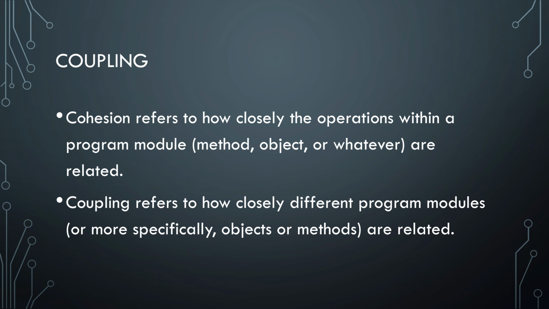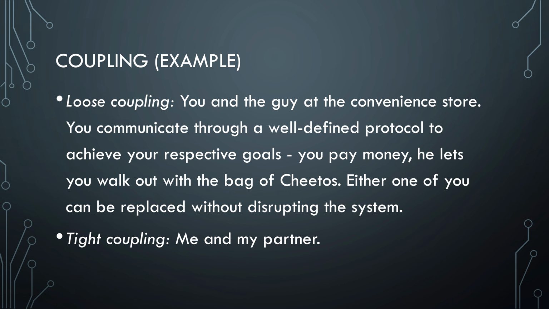If cohesion is saying something about the inside of a method or function, coupling is about how closely different objects or functions in a program are related. Again, an example from the real world. Loose coupling is you and the person at the convenience store. You use a simple set of rules to communicate. You put what you want to buy on the counter, the other person tells you the cost, you pay the money, and you take your bag of chips with you. Each one of you could be replaced by another without disrupting the system.